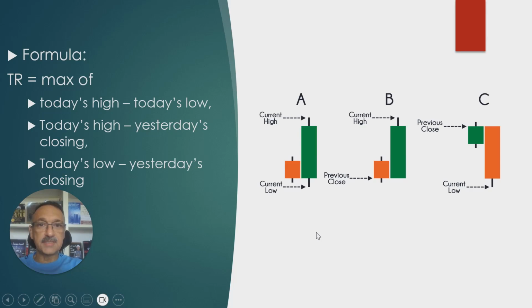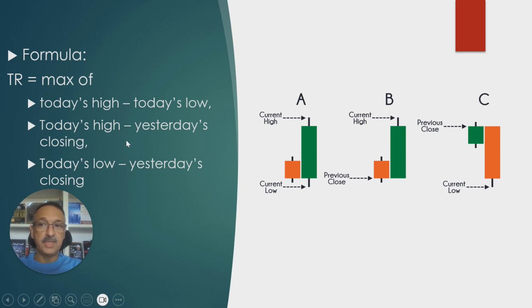Okay, let's first discuss the formula. The formula is the maximum of three conditions, and the maximum of them will be the true range. The first condition is today's high minus today's low. So what is the maximum price of today, and what is the lowest price of the day? Okay, so this is the first condition.